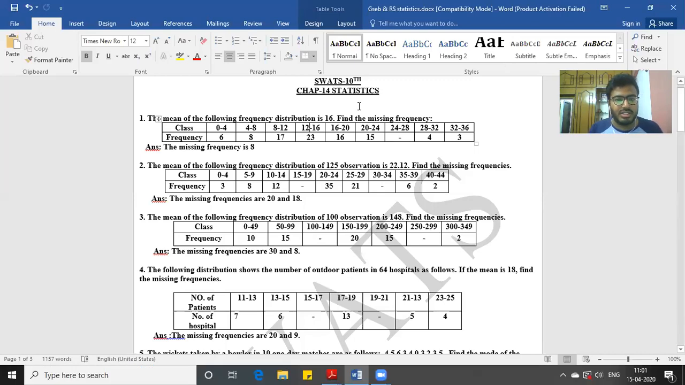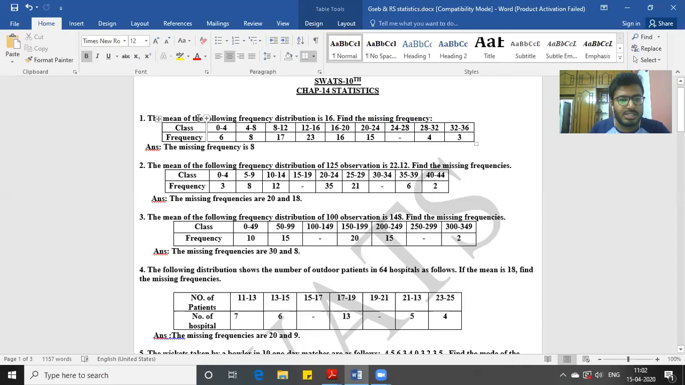Okay, now see, this is the worksheet I'll give you. The mean of the following frequency distribution is 16. First question, find the missing frequency. Okay, now basically missing frequencies are more important questions that you have to learn more. You have just learned the methods. Now missing frequency is the most important. One missing frequency, two missing frequencies. Two missing frequencies are not in your textbook, but you have to learn it.